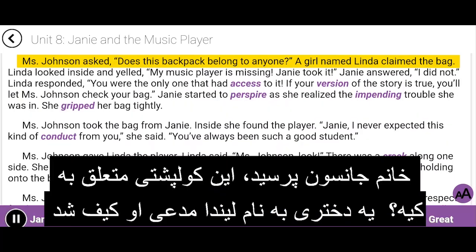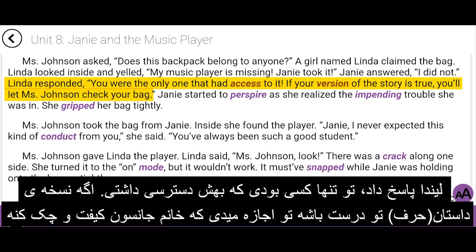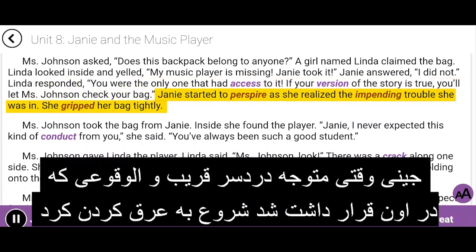Ms. Johnson asked, "Does this backpack belong to anyone?" A girl named Linda claimed the bag. Linda looked inside and yelled, "My music player is missing. Janie took it." Janie answered, "I did not." Linda responded, "You were the only one that had access to it. If your version of the story is true, you let Ms. Johnson check your bag." Janie started to perspire as she realized the impending trouble she was in.